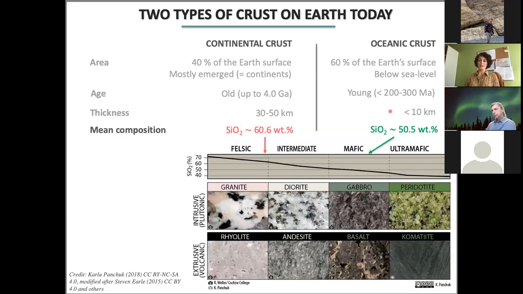And finally, the mean compositions, especially in terms of silica content, are very different. So the continental crust has an average silica content integrated with depth of about 60 to 61 weight percent, while the oceanic crust has an average silica content of about 50%. So it means that on average, continental crust is felsic, while oceanic crust is mainly mafic and made of gabbro and basalts.